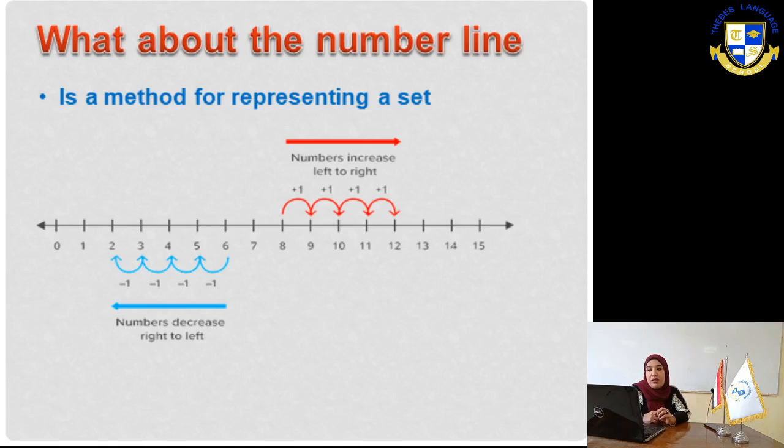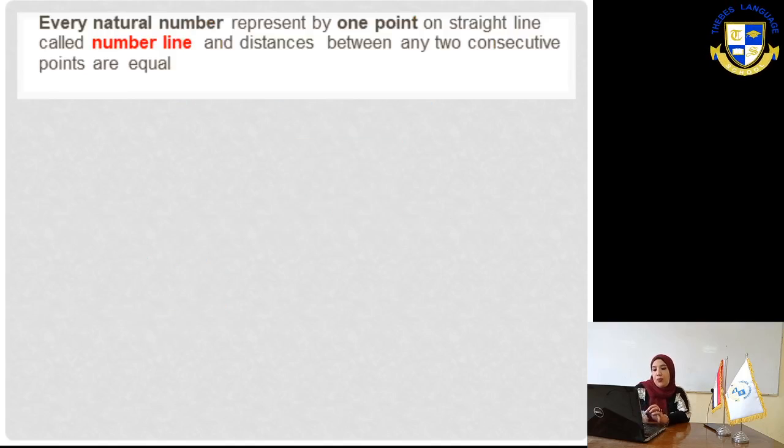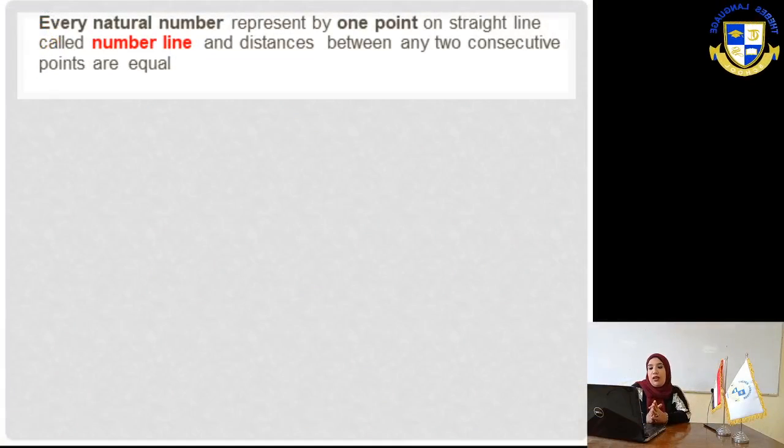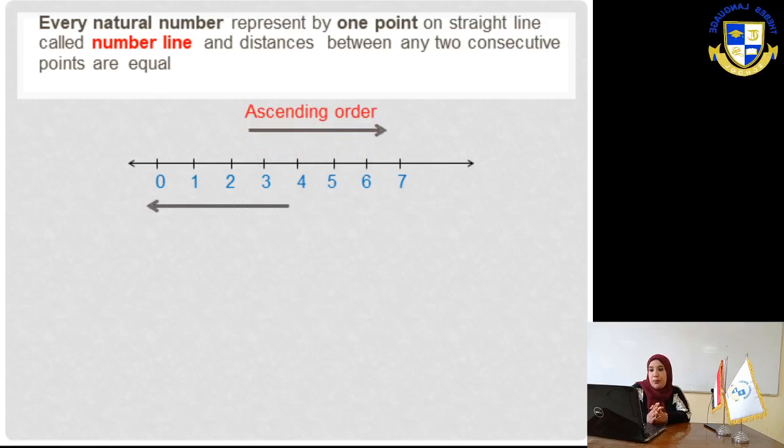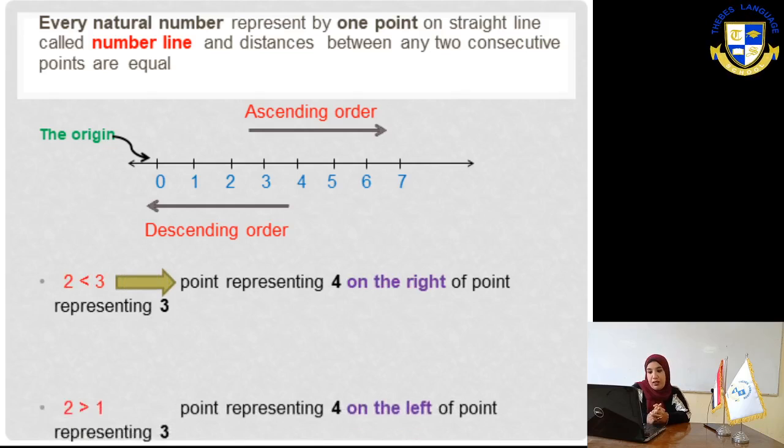So I can say 3 is greater than 2, because I'm moving to the right. Also, I can say 2 is less than 3. When you move to the right, the number will increase. The origin of the number line is 0. So if I have elements like A, B, C, D, and E, represented on the number line, complete using greater than, smaller than.